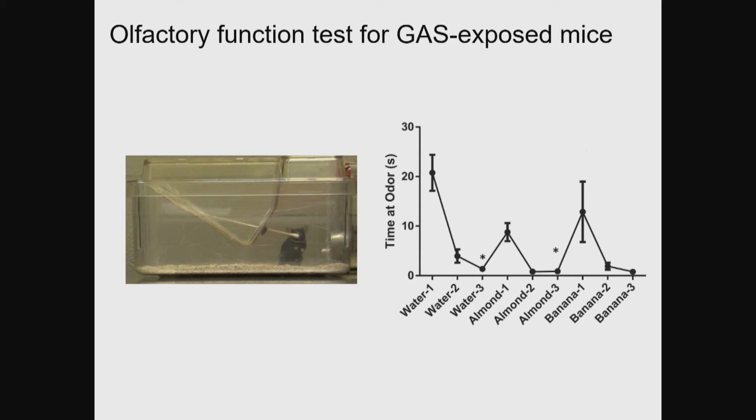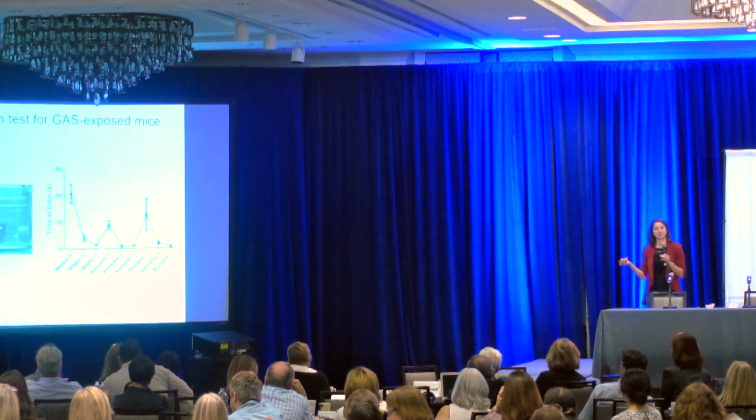So the time that it spends sniffing the odor is indicative of interest, and interest is indicative of brain function. You have to be able to smell something to be interested in it. So the mouse is presented 3 times in succession with the same odor before a new odor is introduced. The first time you smell something, it's really novel. You want to smell it a lot if you're a mouse.